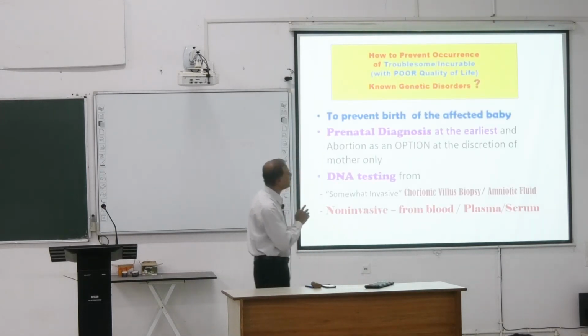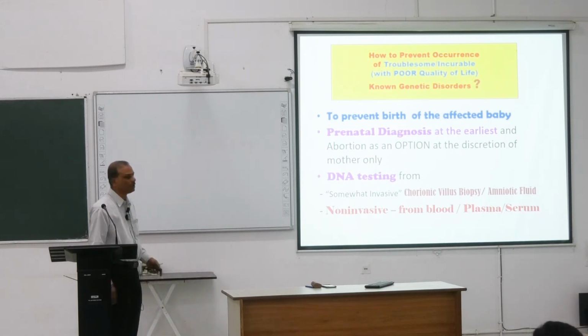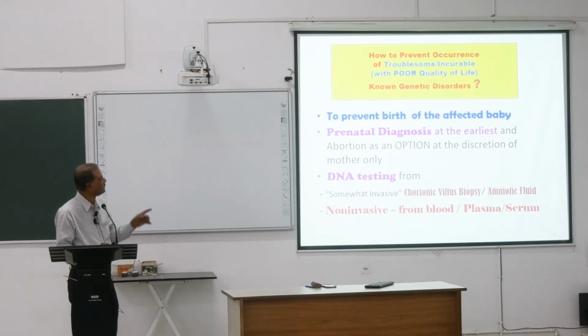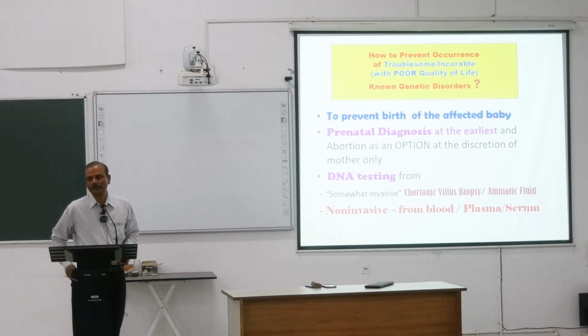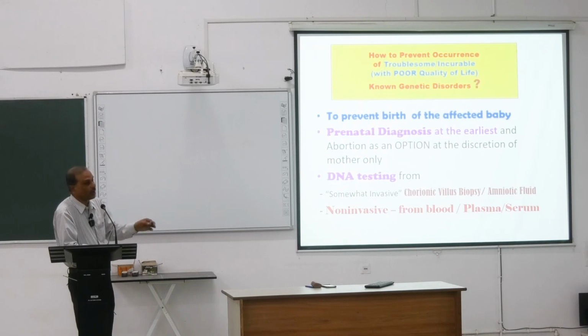So how to prevent the occurrence of these troublesome, incurable diseases with a poor quality of life? For all genetic diseases, this is applicable. We have to prevent the birth of the affected child. What is the problem here? You see, this is the mode of approach for common genetic disorders. How to prevent? Because once the baby is born affected, you cannot kill the baby. That's a big problem. So there is an option to prevent the birth of the affected baby.